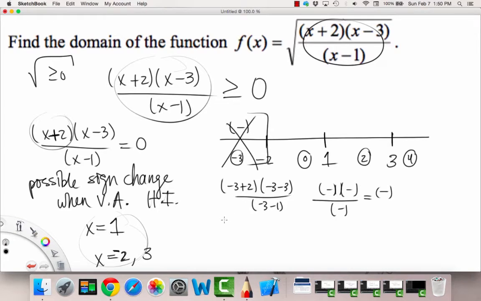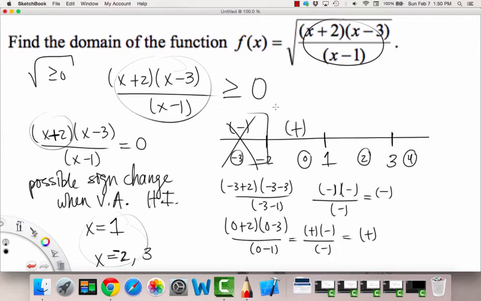How about the next interval? Let's try 0. 0 plus 2 times 0 minus 3 over 0 minus 1. We have a positive times a negative over a negative. That's perfectly fine, and we get a positive. So this is a positive interval, and this one will be included in some way, shape, or form. Let's test the other two test points on the next slide.